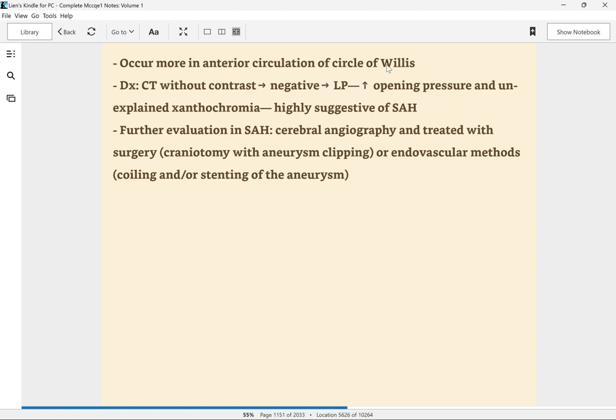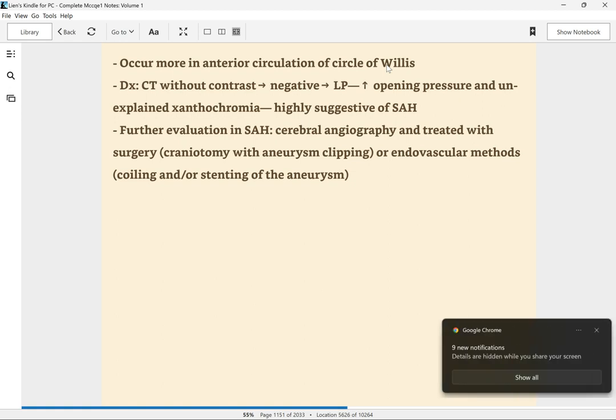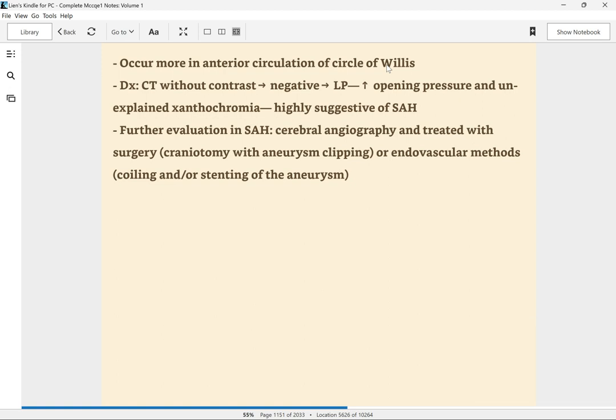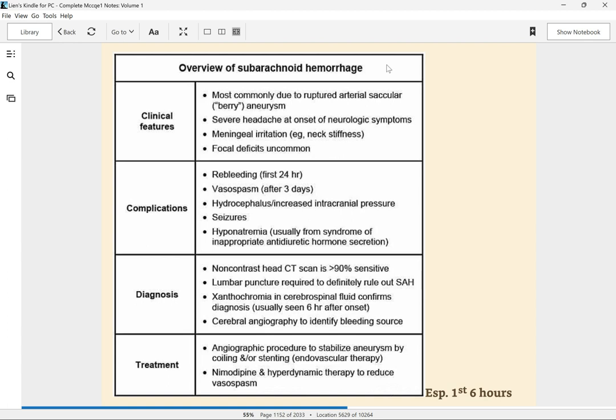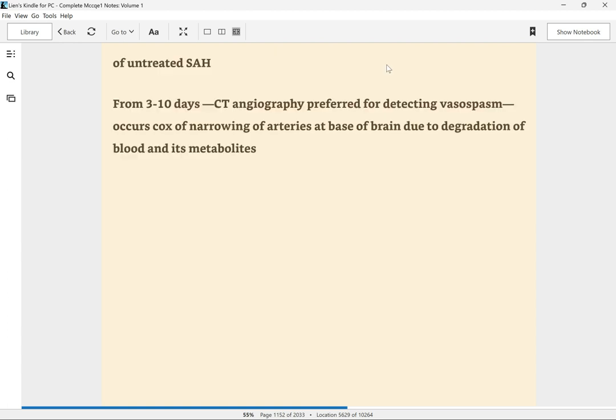Diagnosis: CT without contrast; if negative, LP. Increased opening pressure and unexplained xanthochromia are highly suggestive of SAH. Further evaluation in SAH is with cerebral angiography, and it is treated with surgery, craniotomy with aneurysm clipping, or endovascular methods, coiling and/or stenting of the aneurysm. Especially in the first 6 hours of untreated SAH, and from 3 to 10 days, CT angiography is preferred for detecting vasospasm, which occurs because of narrowing of arteries at the base of the brain due to degradation of blood and its metabolites.